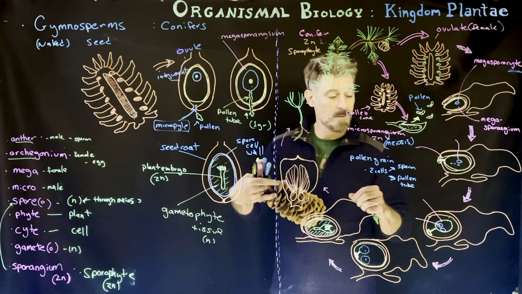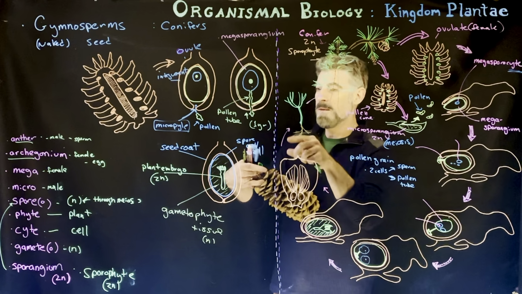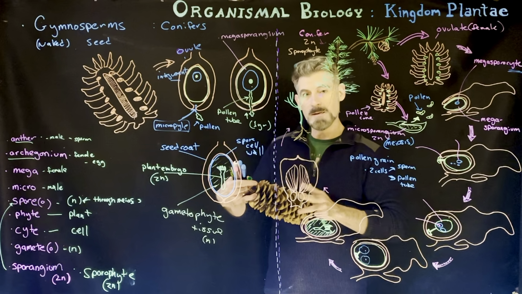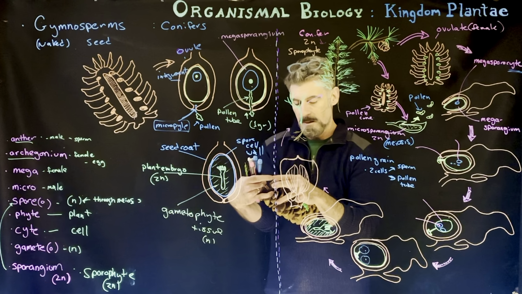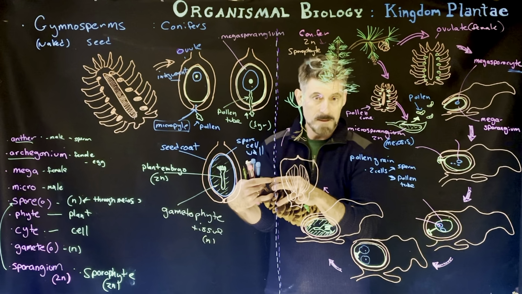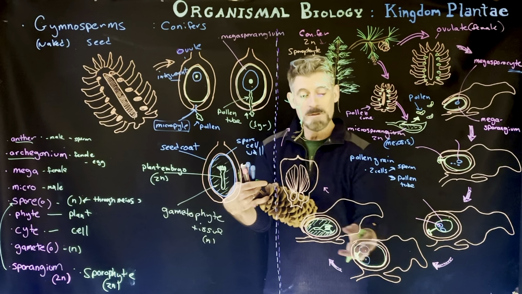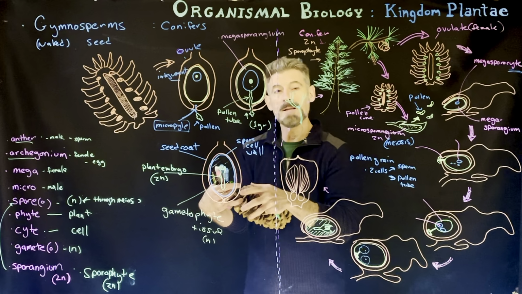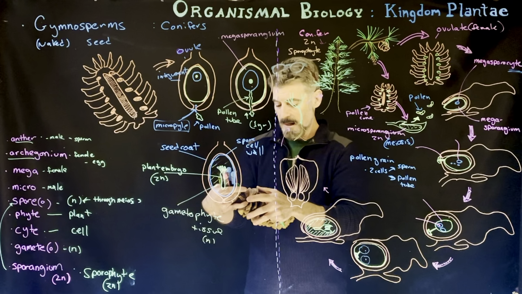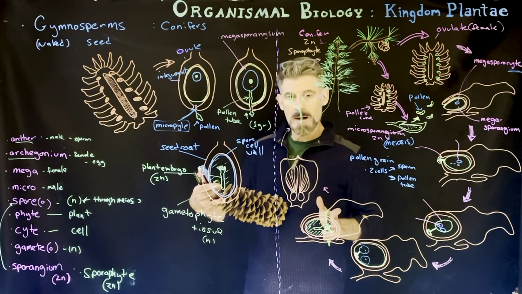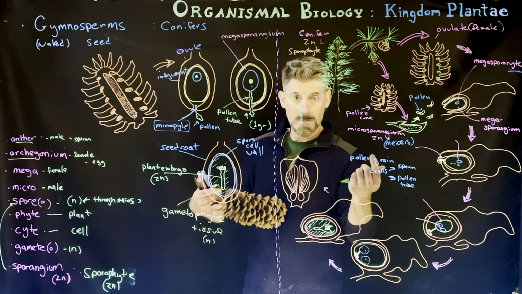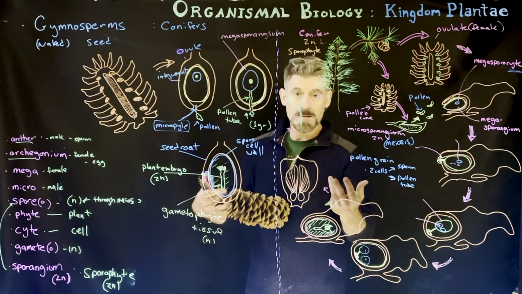Something else to note that's very interesting is when the fertilization process starts, these scales will actually close and be shut. And then over time, once the embryo starts to develop and the seed is ready to be distributed, the scales open back up again so that the seeds can come out and be distributed.